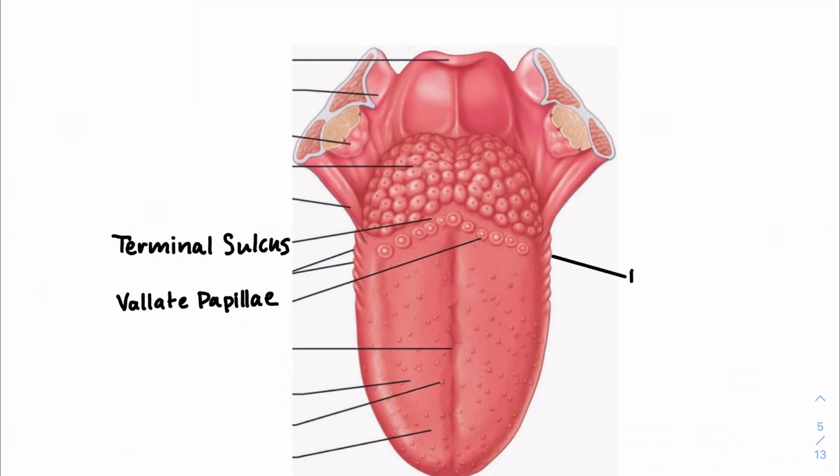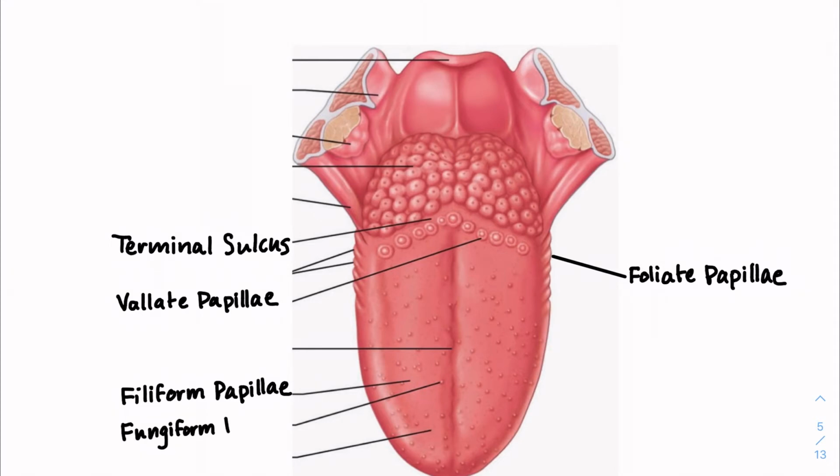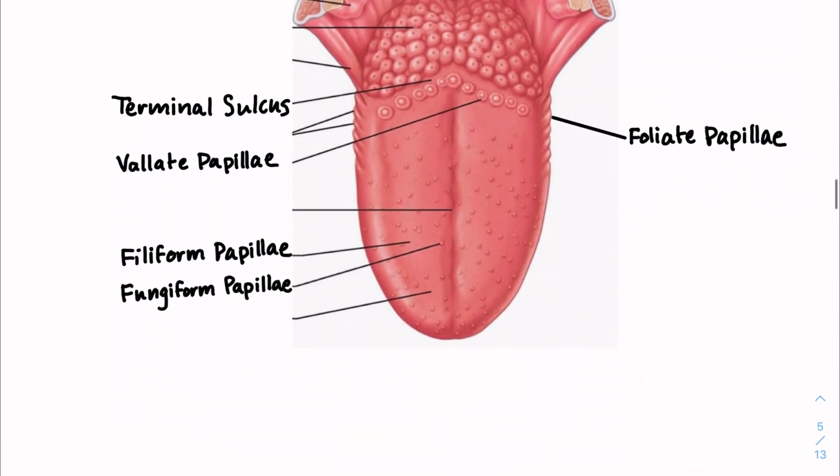The foliate papillae are located on the sides of the body of the tongue and also anterior to the terminal sulcus. The filiform papillae are found on the entire body of the tongue and are most numerous. The fungiform papillae are also found all throughout the body of the tongue, but are less numerous.